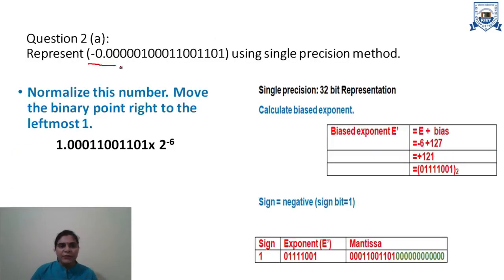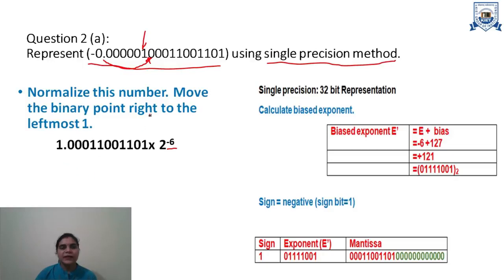Next question, we have a binary number and now we have to represent this number in single precision. So we have a binary number, we don't need to convert it into binary as we did in the previous example. Now we will normalize this number and move the binary point to the right of the leftmost one. As we have discussed, whenever we move the binary point to the right, the negative power will increase. And here we moved the binary point up to the 6th position.